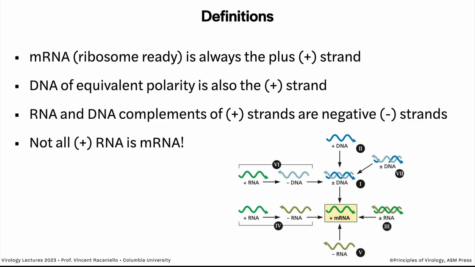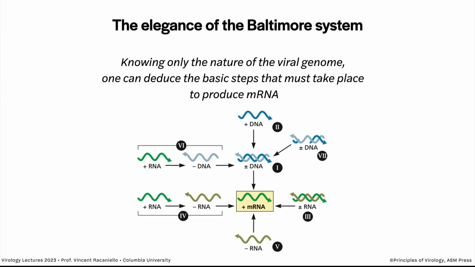Now, not all plus RNA is mRNA, as you'll see in this course. Sometimes, depending on the virus, it is not actually translated, even though it could be translated. For example, for the viruses that make a DNA copy of their genome, that plus RNA goes into a cell, but it's not translated. It's copied to DNA first. So you have to be very careful that you don't assume just because it's plus polarity that it's mRNA. All right, so those are our definitions.